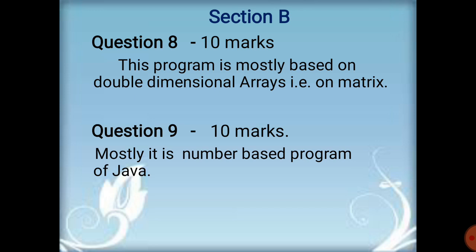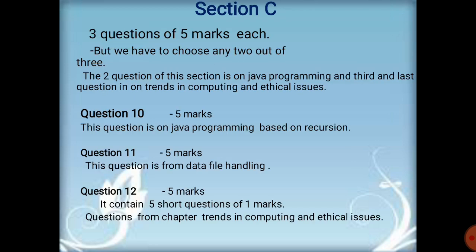Now come to section C. This is the last section, and it contains 3 questions. But here all the questions are of 5 marks, and also we have to choose any 2 out of 3. Two questions of this section are on Java programming, and the third and last question is on trends in computing and ethical issues.